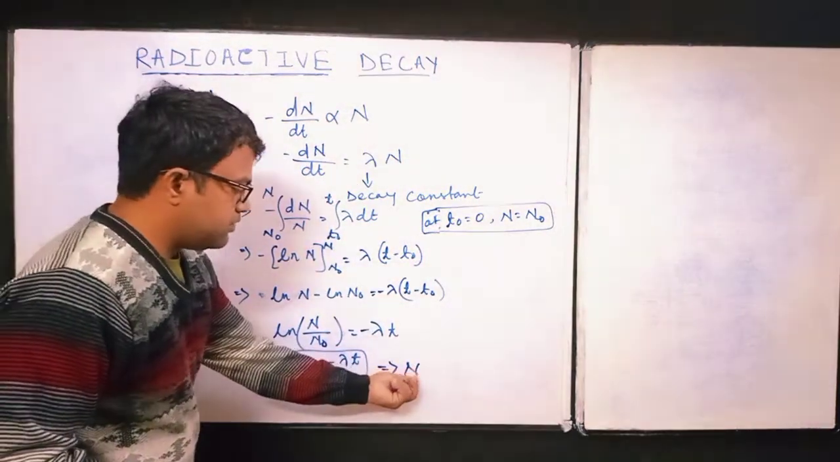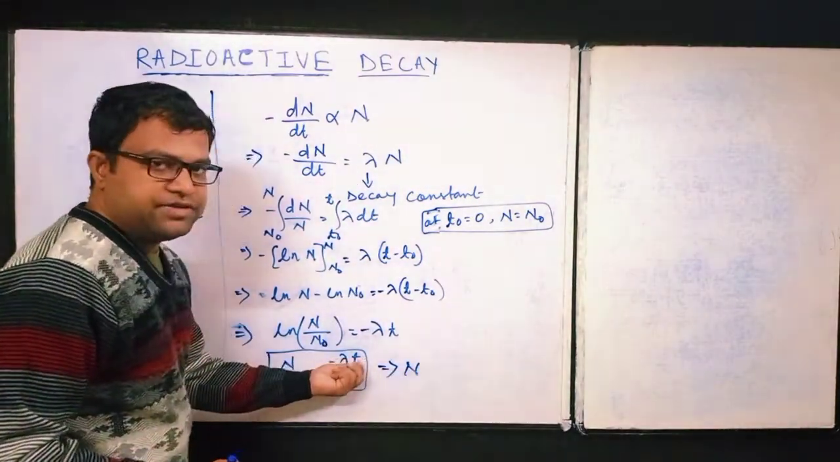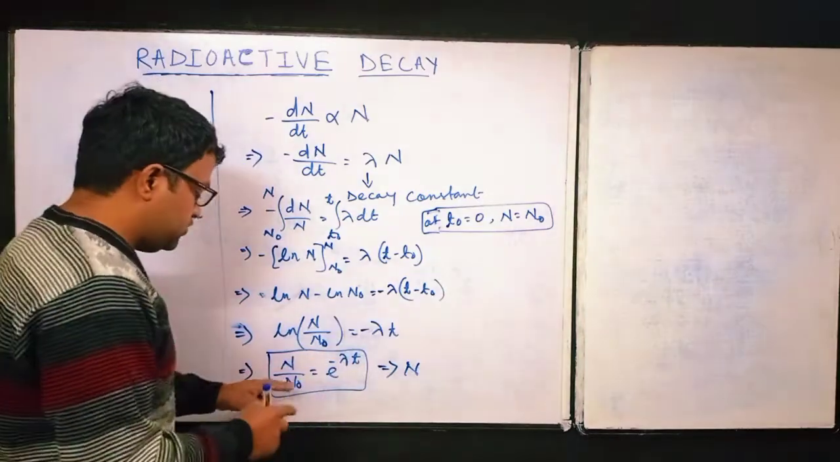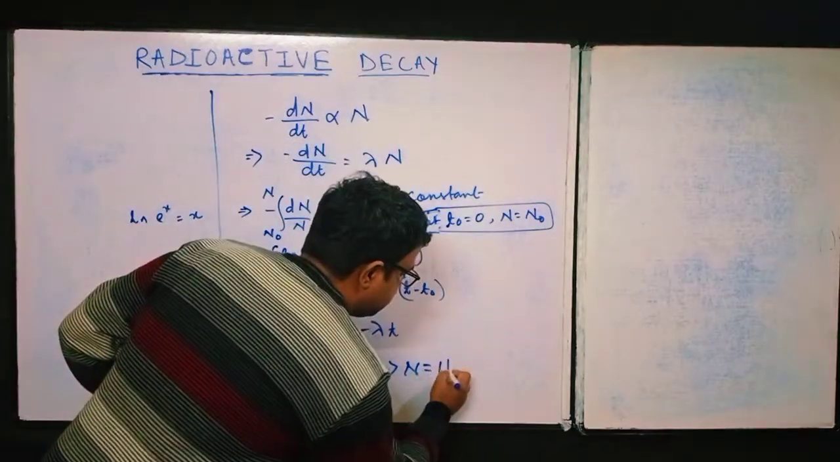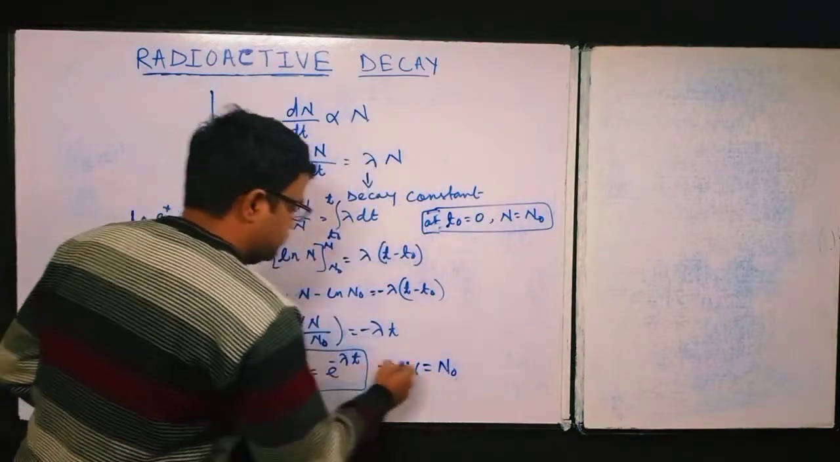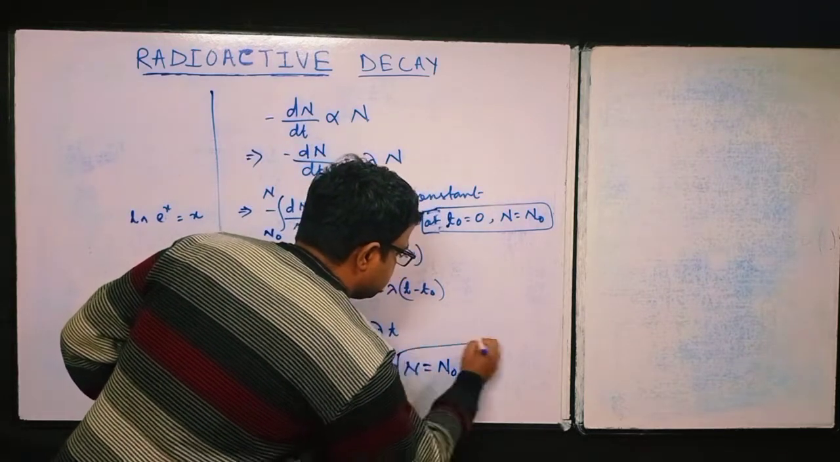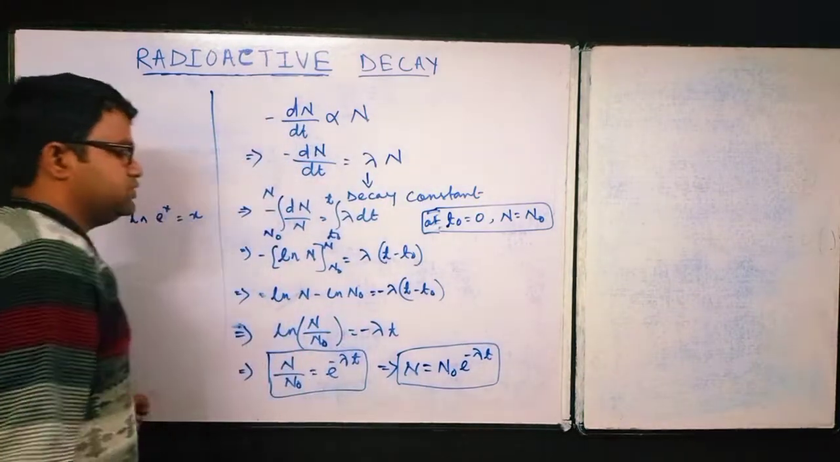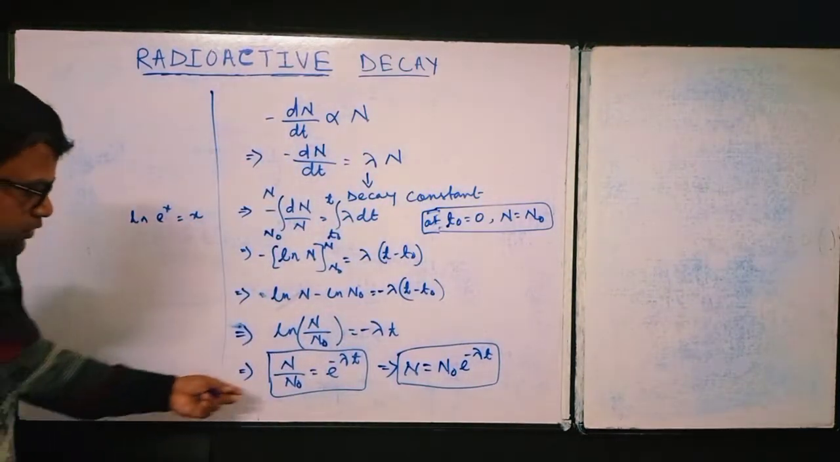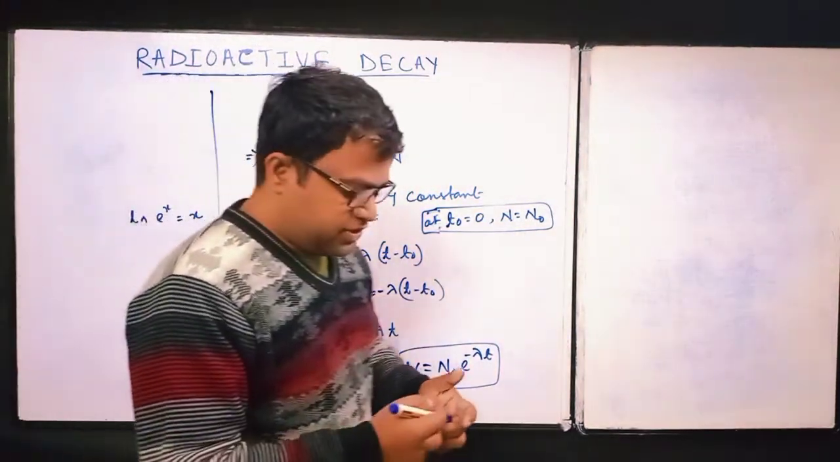So we are getting this expression, and this is your radionuclide that will be left after time t in that sample. So n is equal to n0 into e to the power minus lambda t. So remember this.